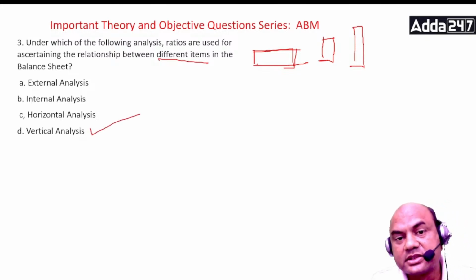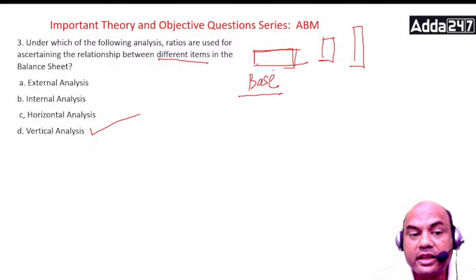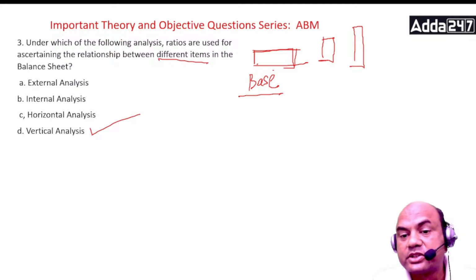In vertical analysis, each item is compared with some base figure. That's why the relationship between these two can be shown, because I am having the base.